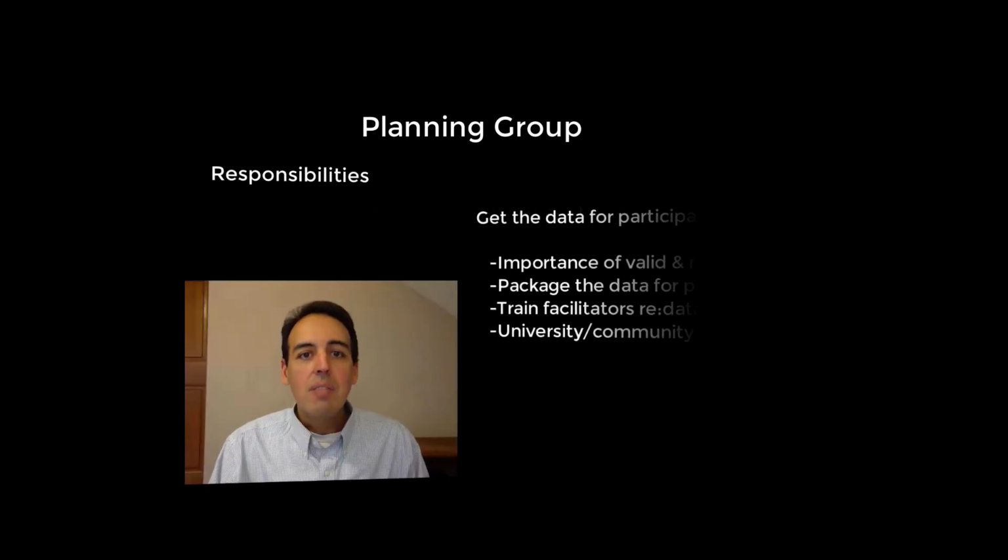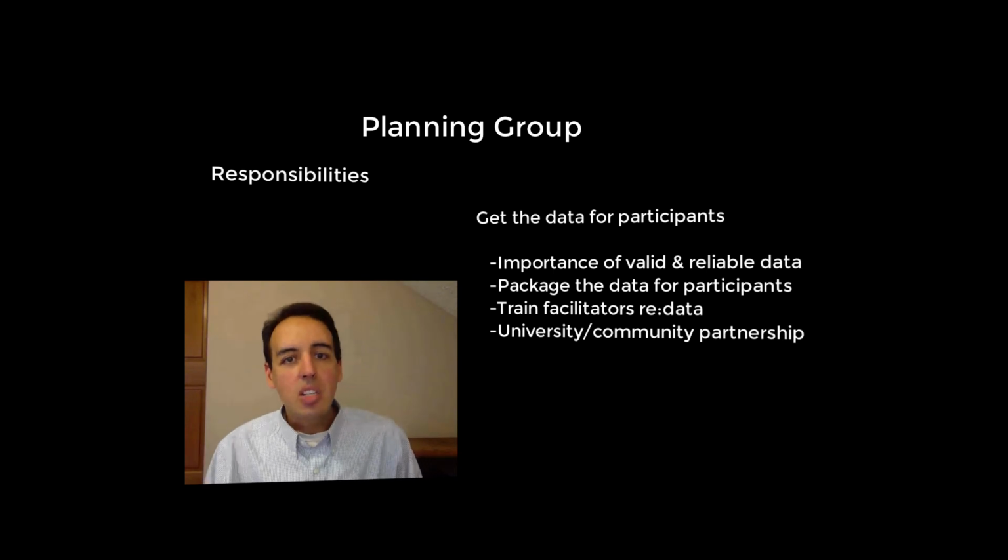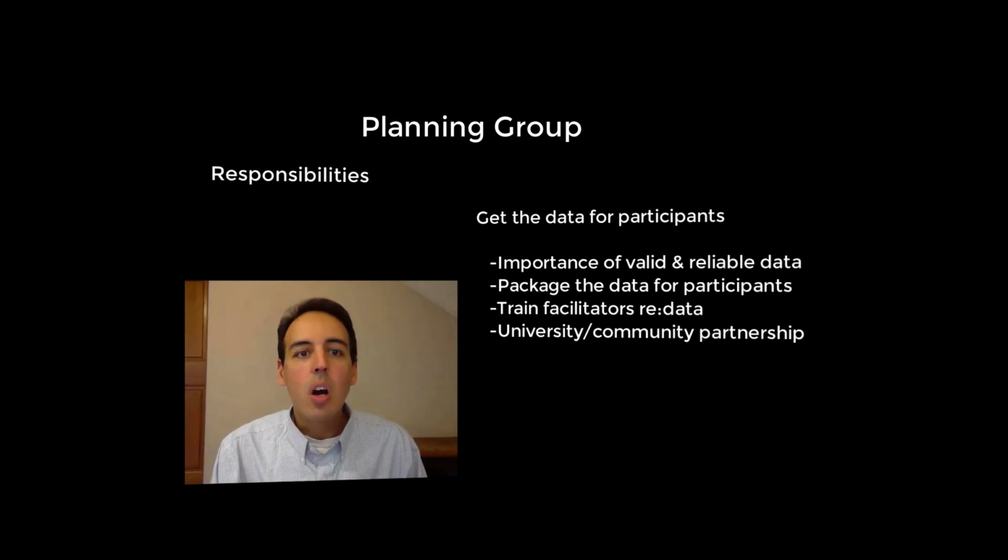A third key activity, once the question and issues have been identified, is to work hard to find all the valid and reliable data it can get its hands on, plan for how to package the data for participants to study, and then train facilitators on how to guide conversation around the data. This is where partnerships with researchers and universities can be really helpful, as they may have quicker and less costly access to the data and can help with interpreting the data.